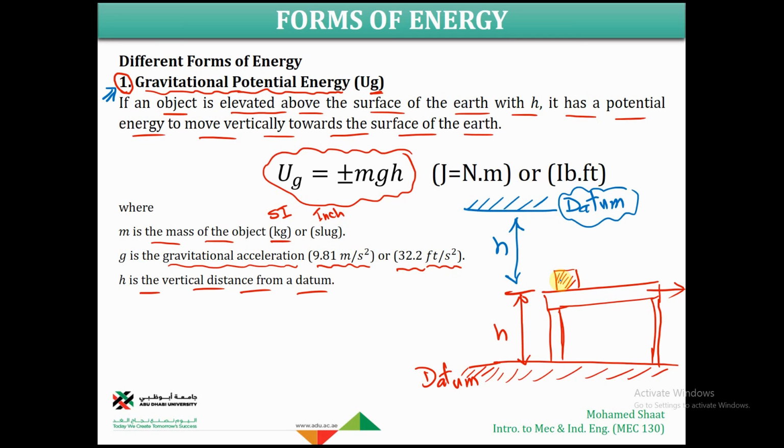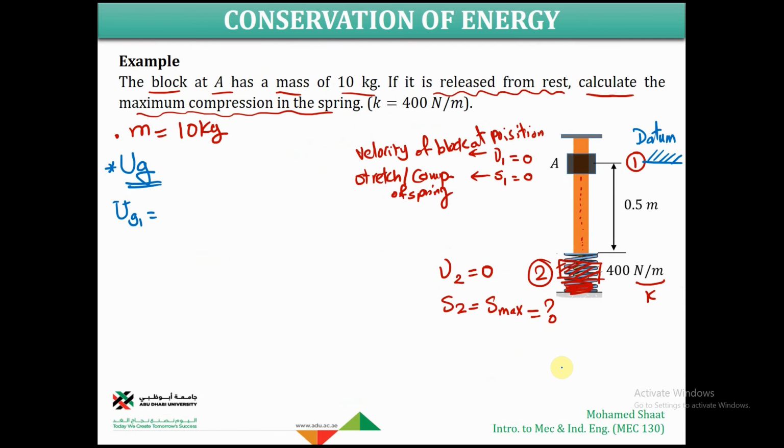If it is below the datum, it's going to be negative. And the mass, g, h. What is h? This is the vertical distance of the object from the datum. But how about if the object is already sitting over the datum, as in case 1? At position 1, it should be plus or minus mgh. So how much is h? H should be the height of the object, the vertical distance of the object to the datum.